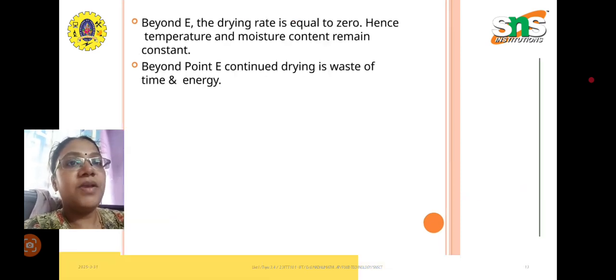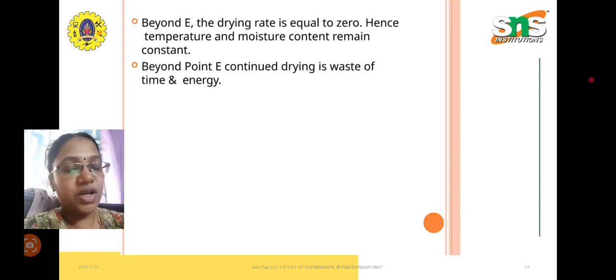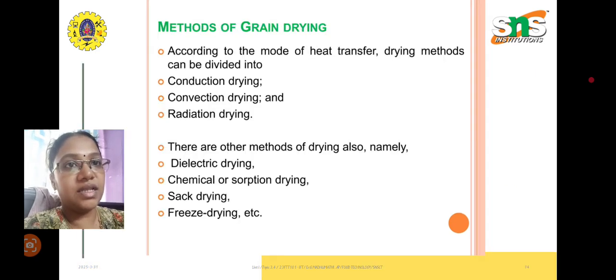Next, beyond E, the drying rate will be equal to 0. After E, there is zero drying rate. Hence the temperature and the moisture content will remain constant. Beyond the point E, continued drying is a waste of time, because we have almost evaporated all the moisture that is present in the material.